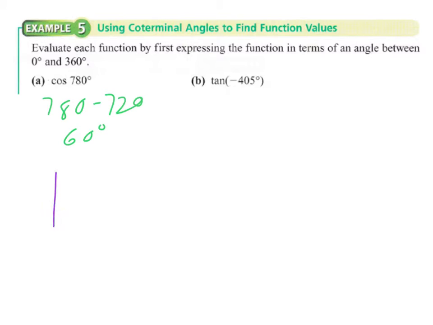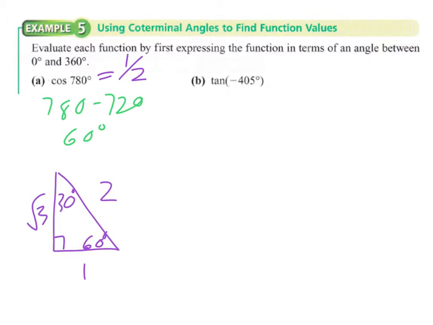And again, I've drawn this triangle enough times now. I'm getting very good at figuring this out quickly. Cosine of 60 is the adjacent over the hypotenuse, so this would just end up being 1/2.